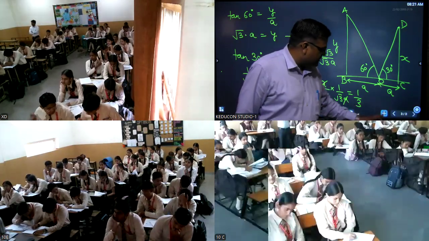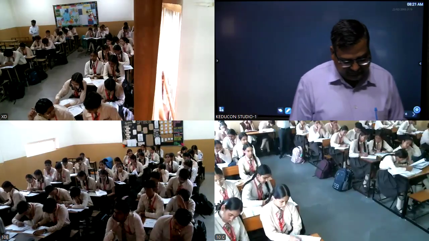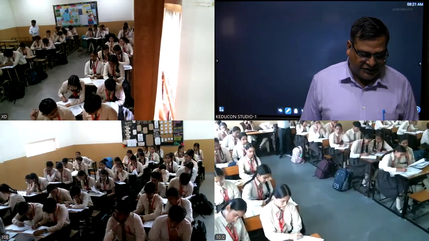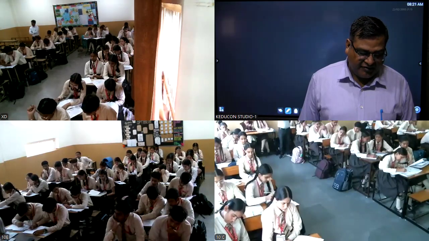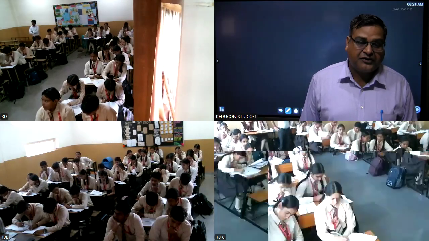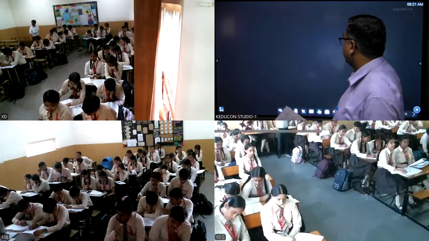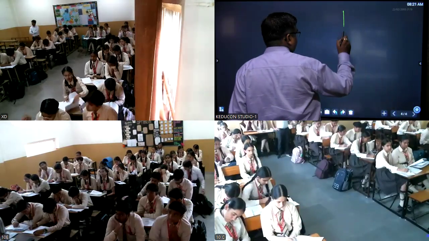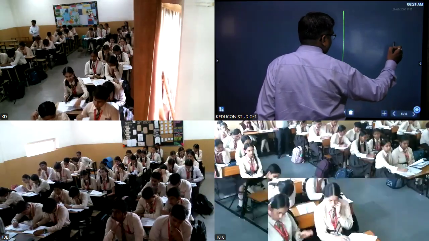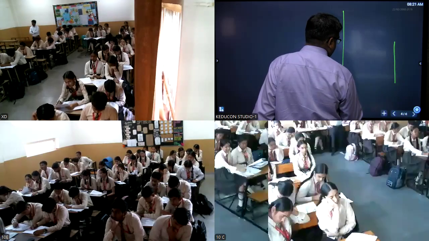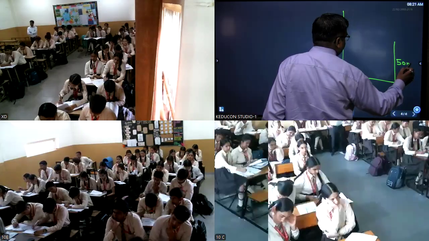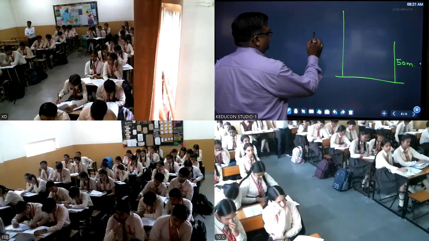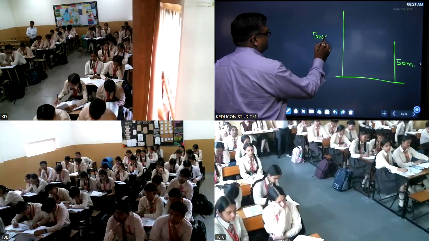Let's move on to the next question, children. Yes, the angle of depression of top and bottom of a 50 meter high building as observed from the top of a tower. Now see, this is a 50-meter high building and this is a tower, right?